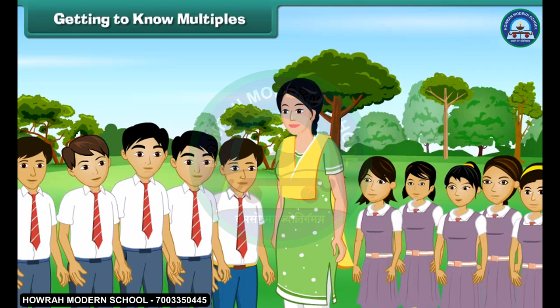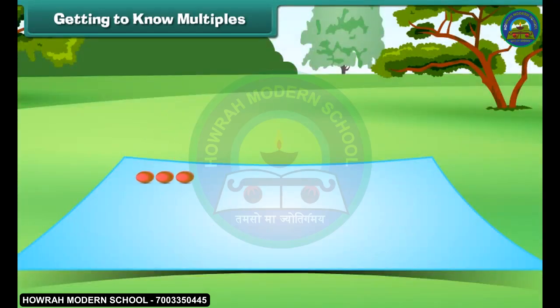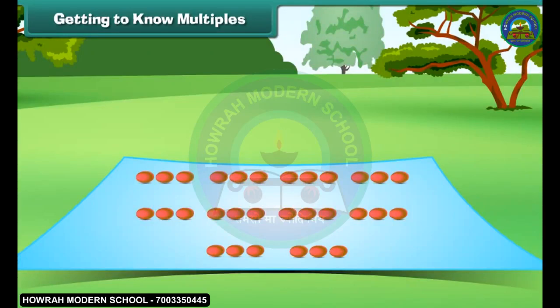Miss Rita points to a student. He recalls in his mind that 3 ones are 3. He places 3 pebbles on the hanky lying in front of him. Miss Rita points to another student. She recalls that 3 twos are 6. She places 6 pebbles on the hanky in front of her. This process is repeated till the 10th student places 30 pebbles on the hanky in front of her.